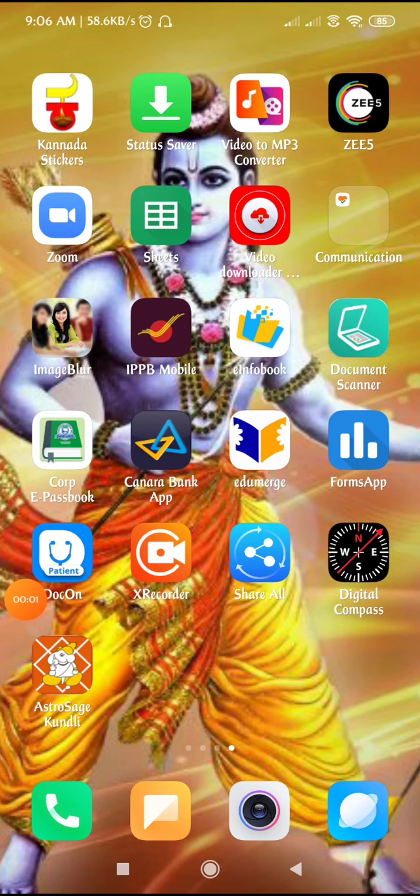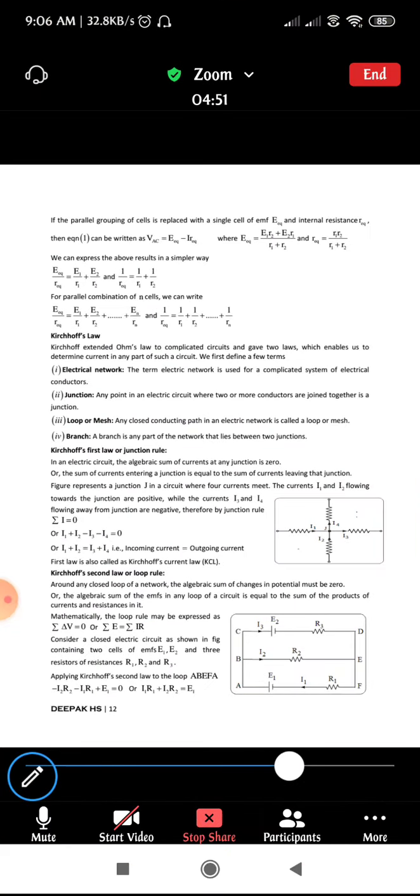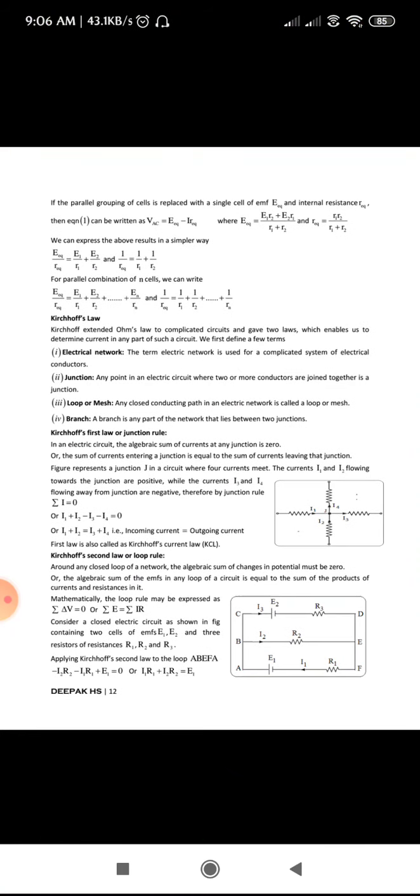The incoming current is equal to the outgoing current, right? So the incoming currents are I1 and I2, and the outgoing currents are I3 and I4. Mathematically you write I1 plus I2 minus I3 minus I4 is equal to 0, or I1 plus I2 is equal to I3 plus I4. Okay, so this is regarding the Kirchhoff current law or first law.